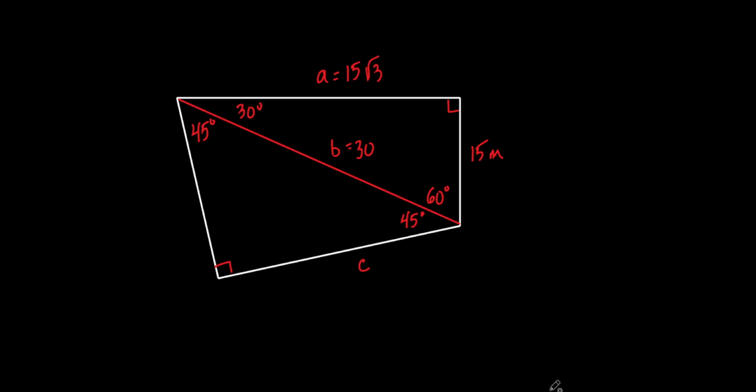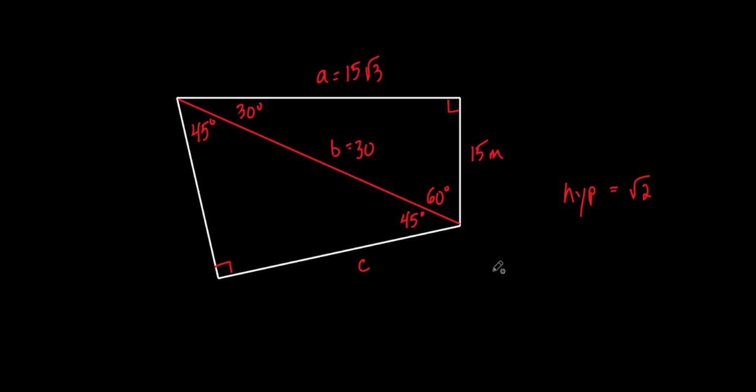Make sense? C is probably the hardest one to do. But look, C is one of the legs of this 45, 45, 90 triangle. What do I already know about the 45, 45, 90? I know the hypotenuse, okay? Because it's the hypotenuse to this one, and it's also the hypotenuse to this one. So let's write that down. Let's write hypotenuse. On a 45, 45, what is it? Hypotenuse is the square root of 2 times one of the legs.